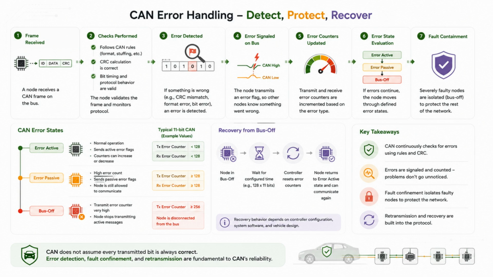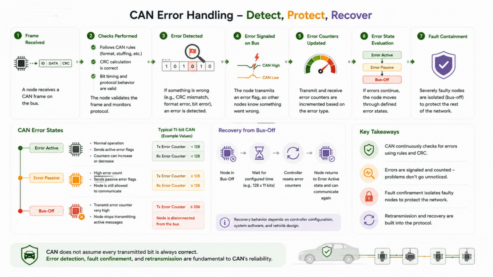Controllers maintain internal error counters. A node experiencing repeated communication problems moves through defined error states. Eventually, a severely faulty node can enter bus off, meaning it stops actively participating in normal bus communication. This protects the network from one malfunctioning controller continuously disturbing every other node. Recovery behavior depends on controller configuration, system software, and vehicle design.